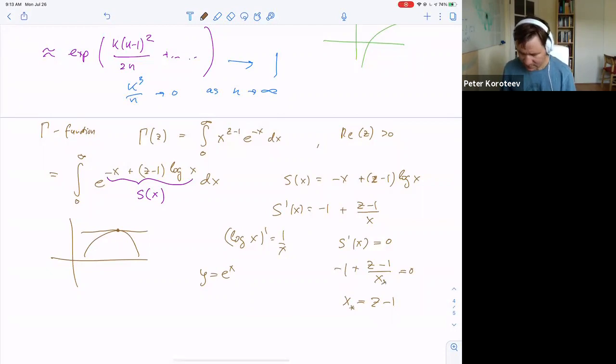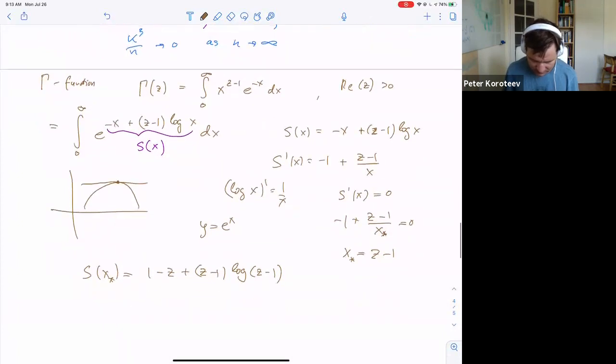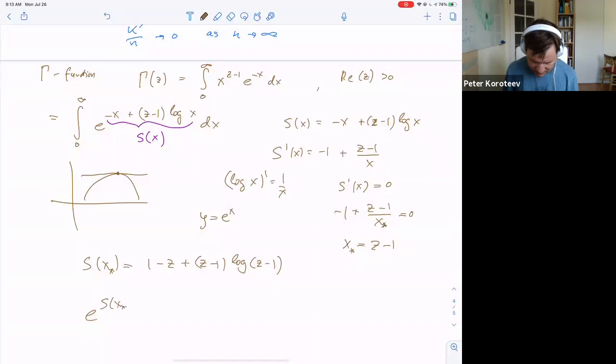It's the position where this extremum happens. And now let's calculate the value of s at this extremum. So s of x star is equal to 1 minus 1 minus z plus z minus 1 log z minus 1. And if you evaluate the exponential e to the s of x star, you'll get e to the 1 minus z, which is a constant. Yes, e to the minus z times z minus 1 to the power z minus 1.